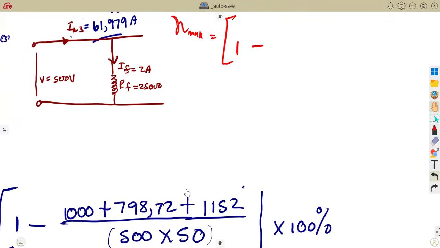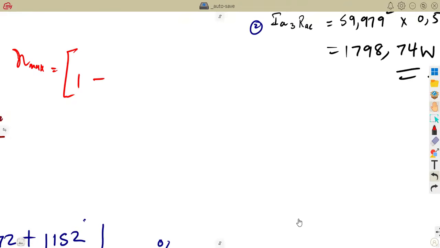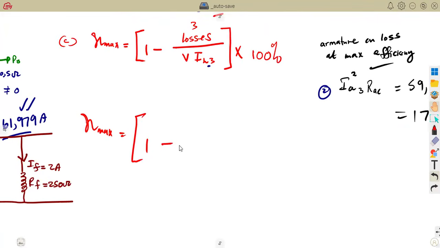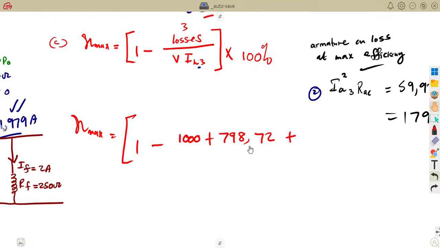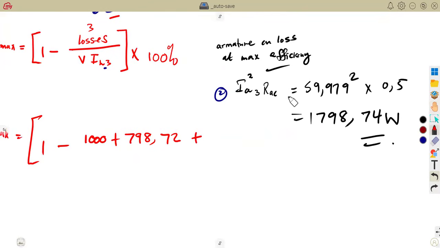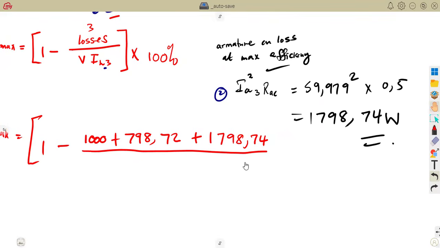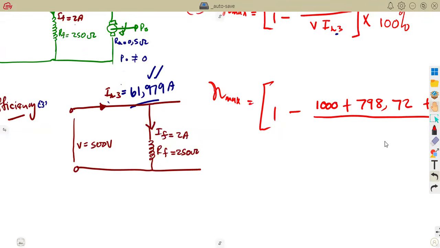So you see, guys, the disadvantage, there's a lot of things here. Okay, no problem. I just hope you still recall those values. We said we have got 1,000. We also have 798.72. Then plus this one of the armature copper loss at maximum efficiency. This is what we got, 1,798.74. Everything over the input power: the terminal voltage and the load current for maximum efficiency.